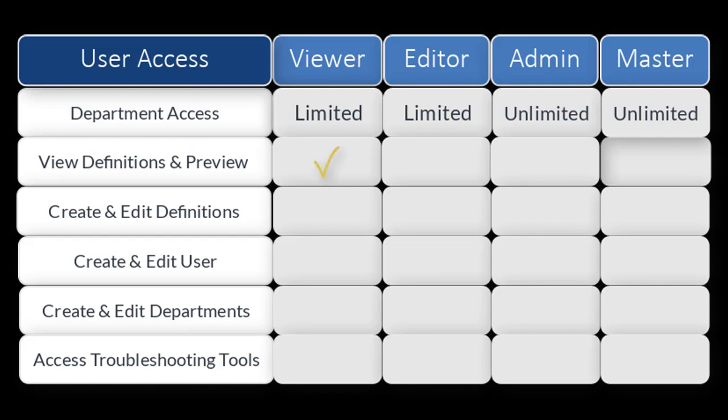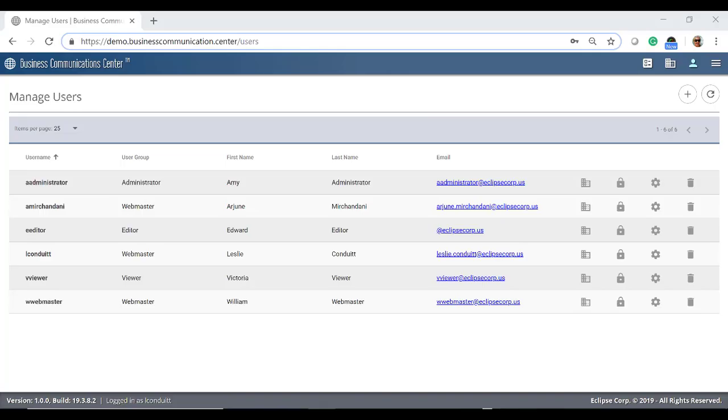The viewer is limited to previewing BCC definitions for viewing and approving campaigns before being published. The editor has all of the features the viewer has, plus they can create, edit, and preview BCC definitions. The administrator can create and edit both users and departments. Lastly, the webmaster can troubleshoot issues by providing access to log files, scripts, assets, and templates related to the BCC definitions. Let's look at the Edward editor profile and see what departments he has access to.